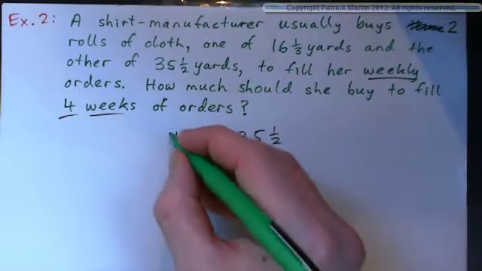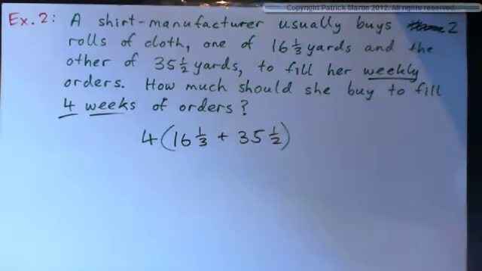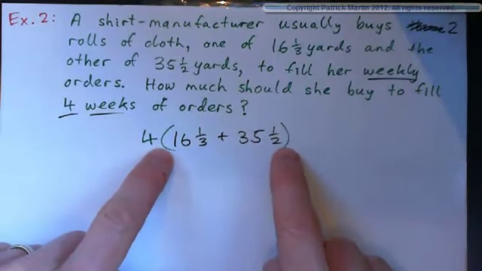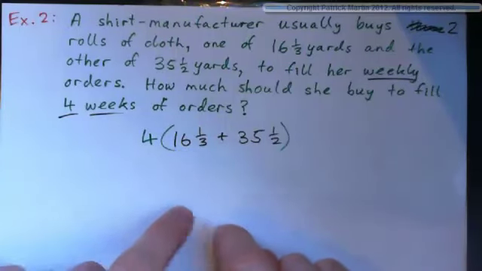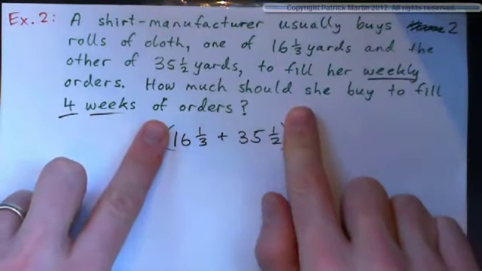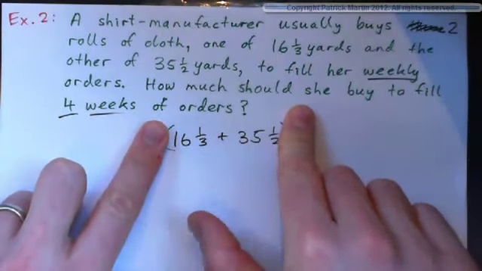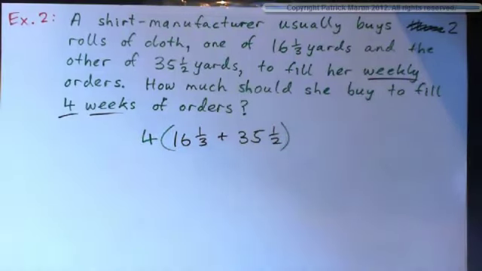And just for the education of it, I'm going to throw in the parentheses here. When I do the parentheses, it says you've got to add these first to get the weekly amount and then multiply by 4, right? But you don't have to do that in your homework. You can just add these and then multiply by 4 afterwards. It'll be the same thing, right? But I'm just going to throw in parentheses for the purpose of education.